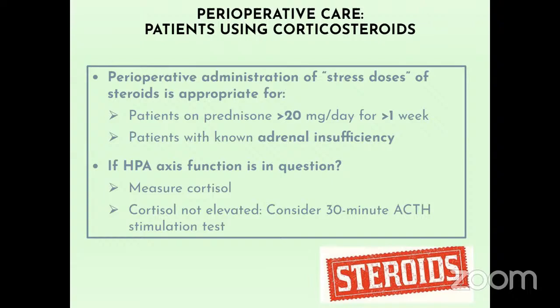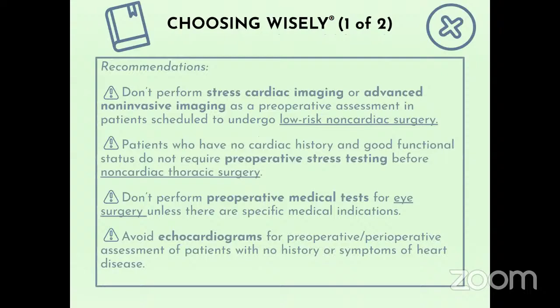But if the hypothalamic-pituitary-adrenal axis function is in question, the patient is not known to have adrenal insufficiency, but his axis is in question, we have to measure his cortisol. If the cortisol is not elevated, we have to consider a 30-minute ACTH stimulation test to check for adrenal insufficiency.